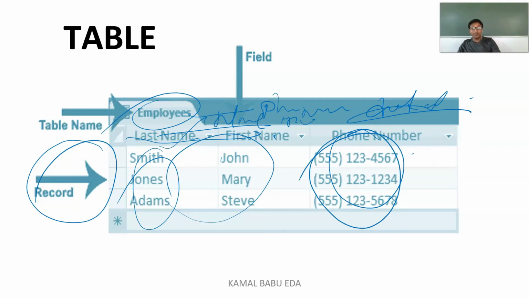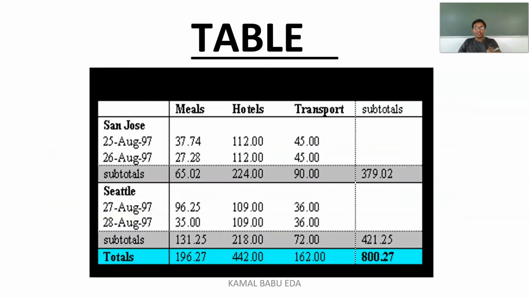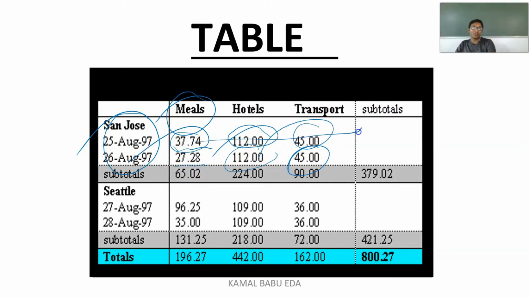Here is one more example. Mr. San Joseph spent on meals on the 25th and 26th of August around 37 rupees and 27 rupees. Then what is the hotel amount, and what is the transport amount? In total we can calculate and keep it here, with the subtotal and the final amount. In this way you can keep the tables. I think you are understanding it. A table is nothing but a systematic way of representing the data which was available with you.